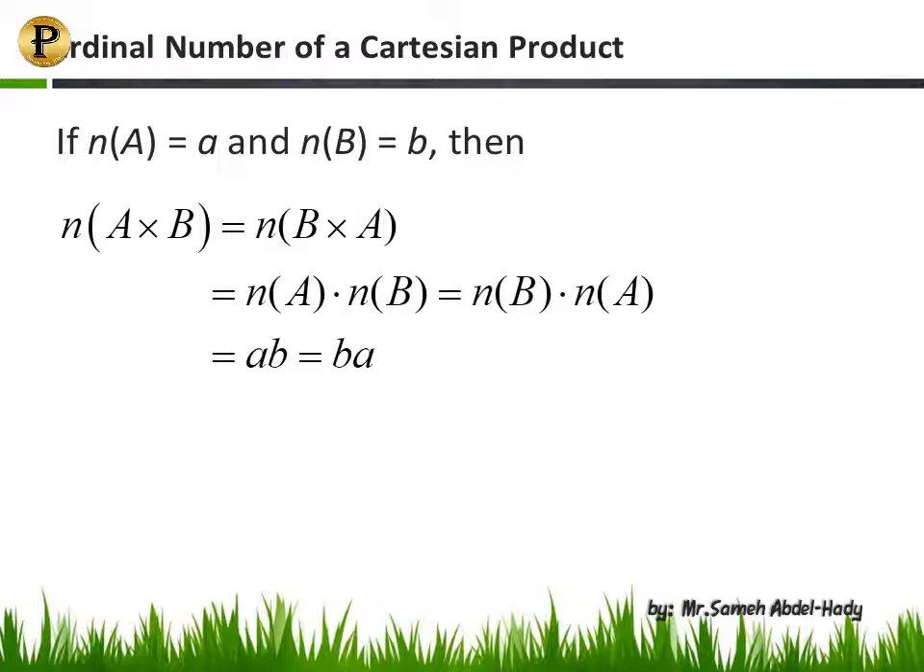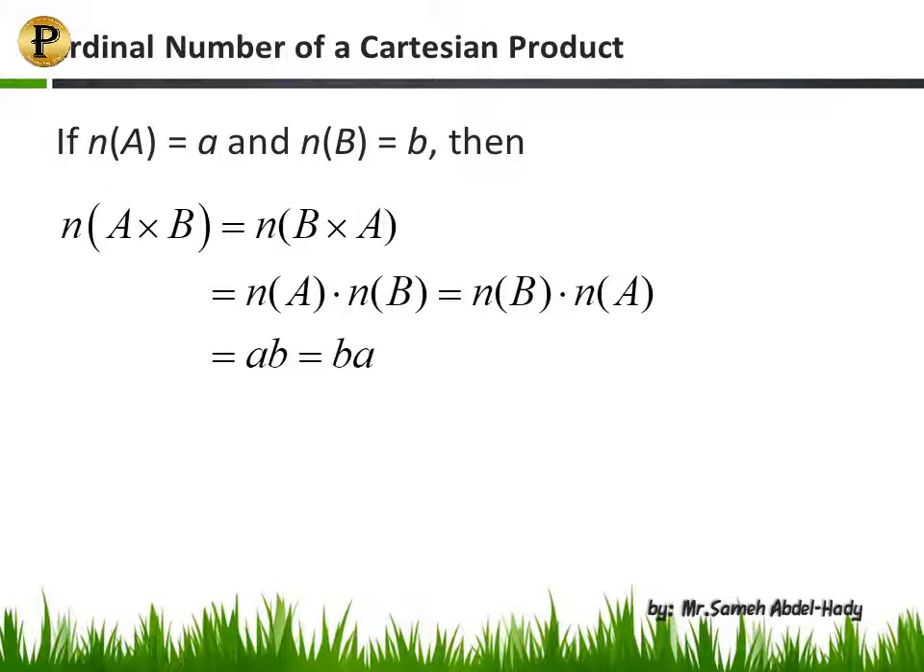write it as you see: n of A times B equals n of B times A, because in multiplication I can make replacement. Alright, then it equals n of the set A times n of the set B, or you can exchange. A times B equals B times A. What does it mean? You have to understand.